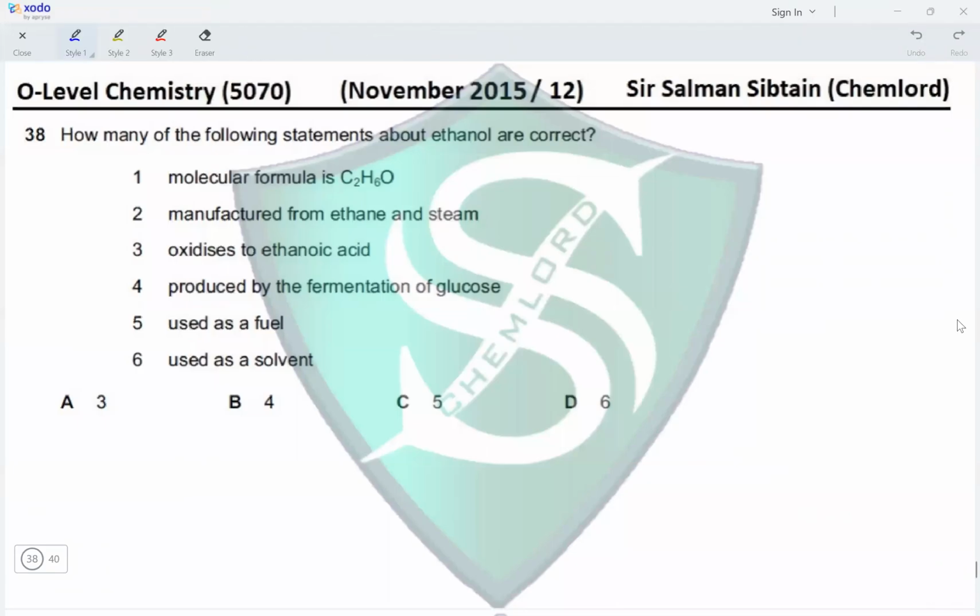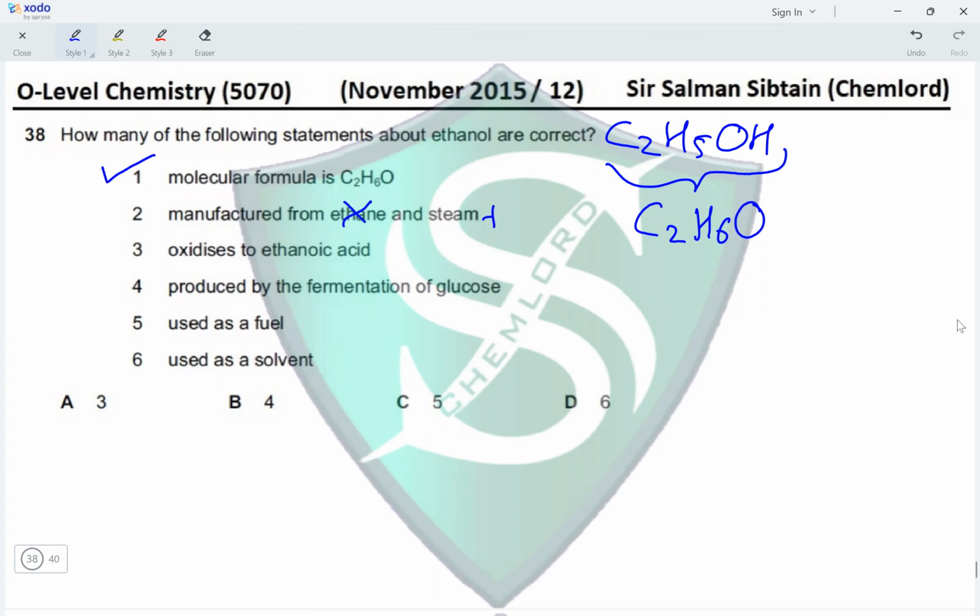Question 38. How many of the following statements about ethanol are correct? Ethanol is C2H5OH. The molecular formula is C2H6O. Let's work it out. We've got 2 carbon atoms, 6 hydrogen atoms, and 1 oxygen atom. Yes, this is correct. Manufactured from ethane and steam? No. Ethane is an alkane. It is manufactured from steam plus ethene, an alkene. So this is incorrect.